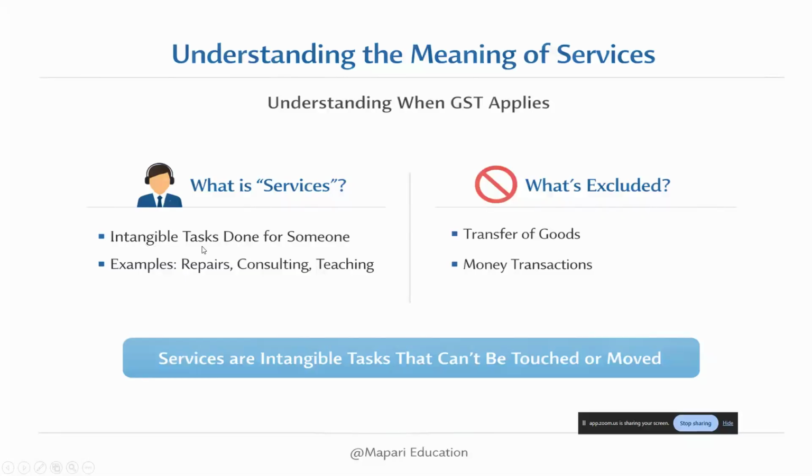Service means an intangible task done for someone. Intangible means what? Which cannot be touched. Tangible means which can be touched, and intangible means that cannot be touched. Okay, for example, repairing a mobile.